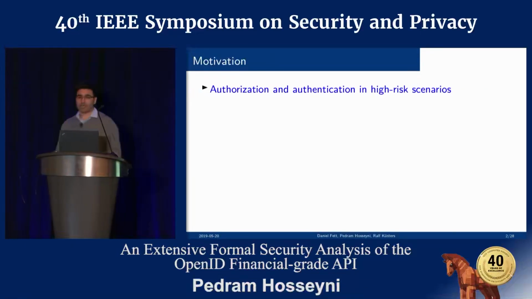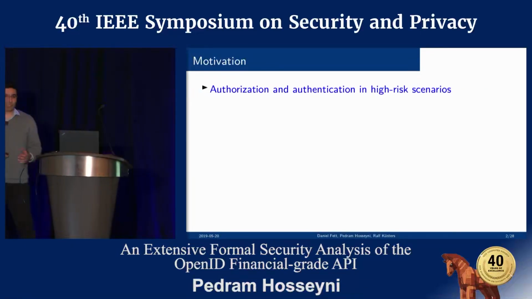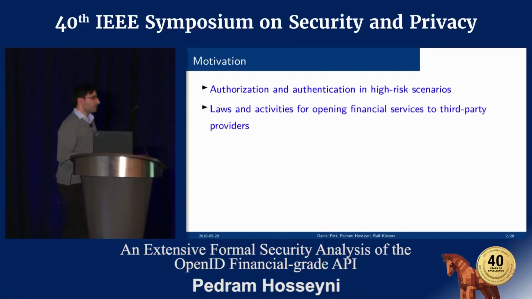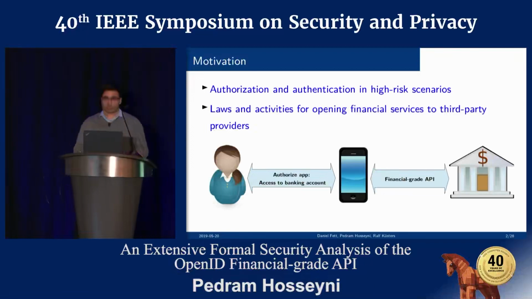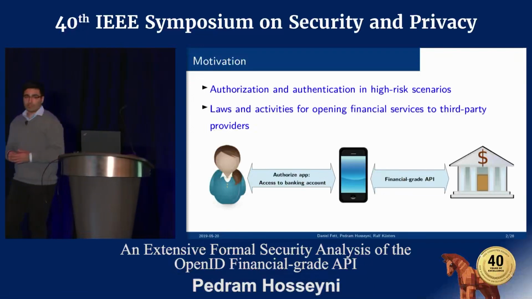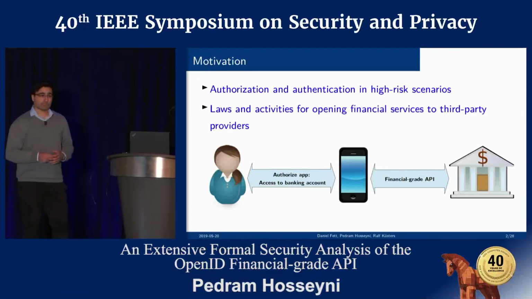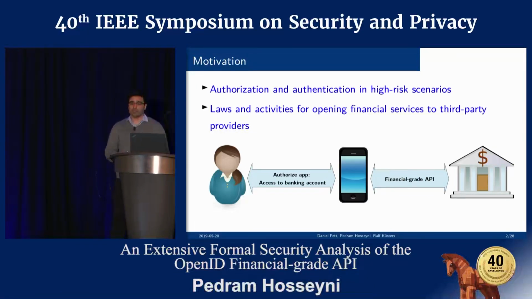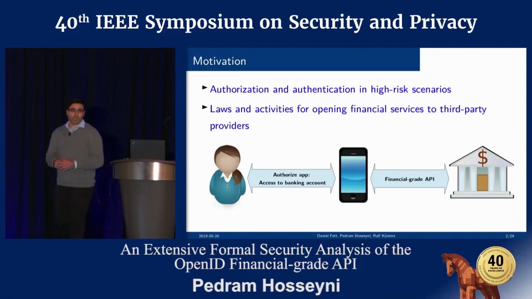Currently, there are many activities to open, especially financial services, to third-party providers. On a high level, this looks like the following. Alice wants to authorize some application, which can also be a website, to have access to her banking account, for example, for initiating payments. This can be achieved by using the financial grade API.